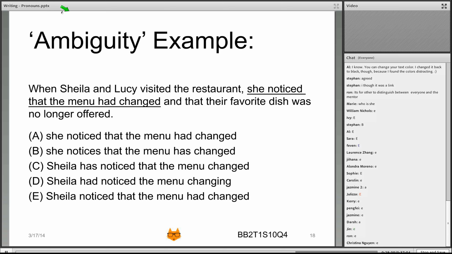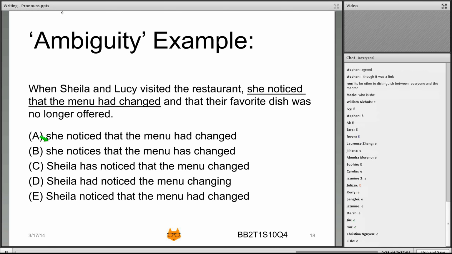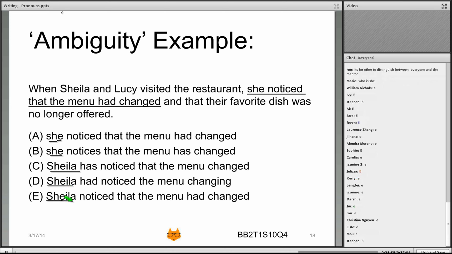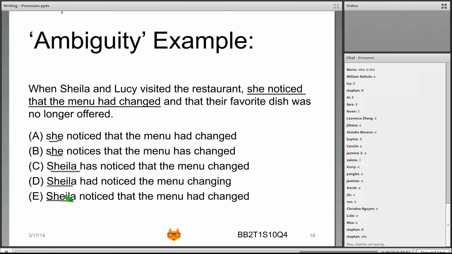Okay, and so what do we have as splits here? Notice that the first two of these use the word "she," and the second three use the word "Sheila." So here's a choice, right? Do we want "she" or do we want "Sheila"? So what is the pronoun here? The pronoun is "she." So step 1, spot the pronoun.